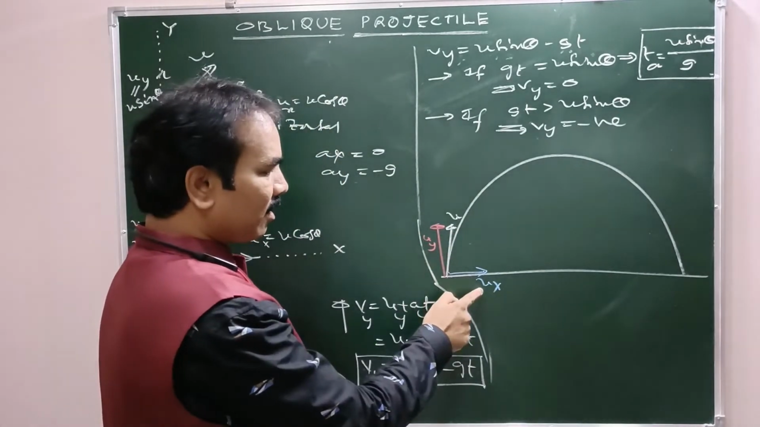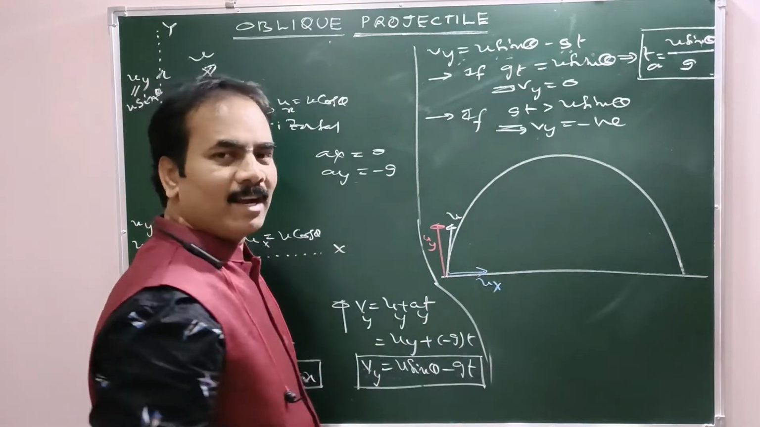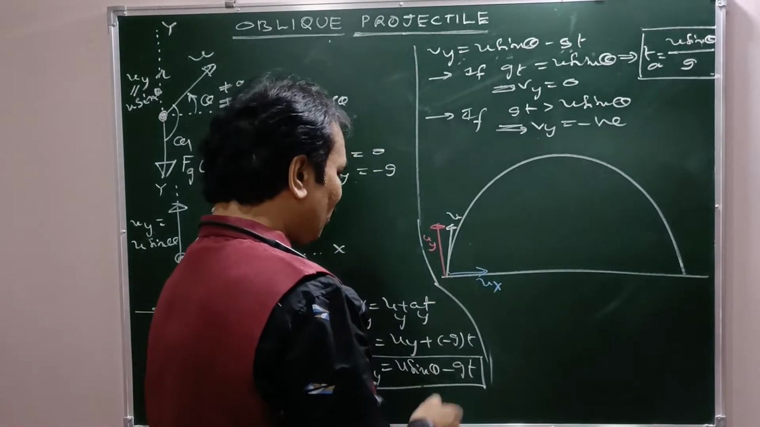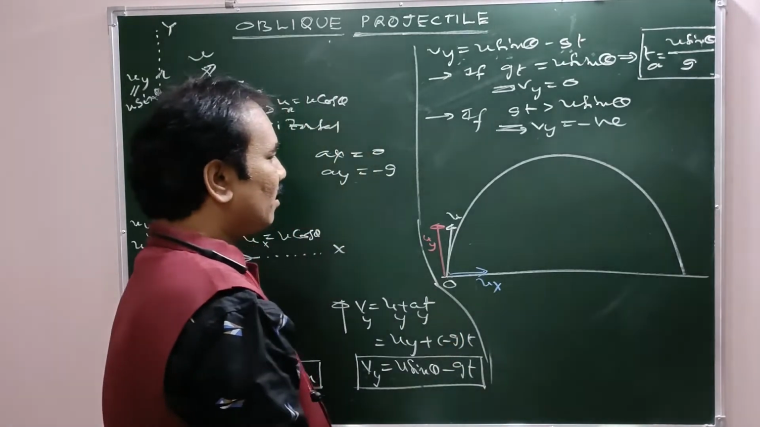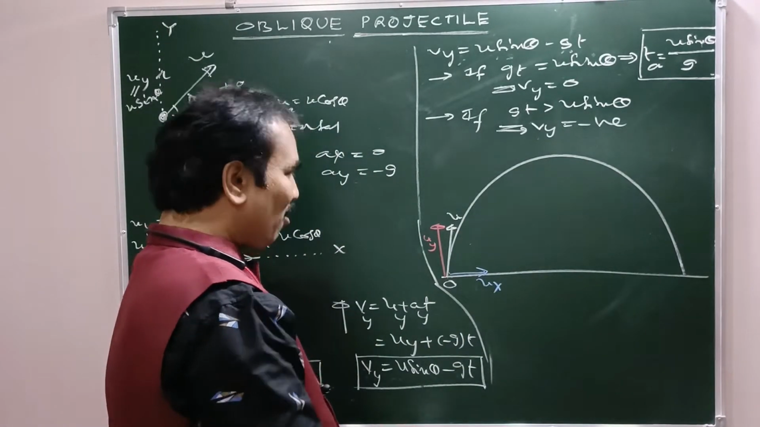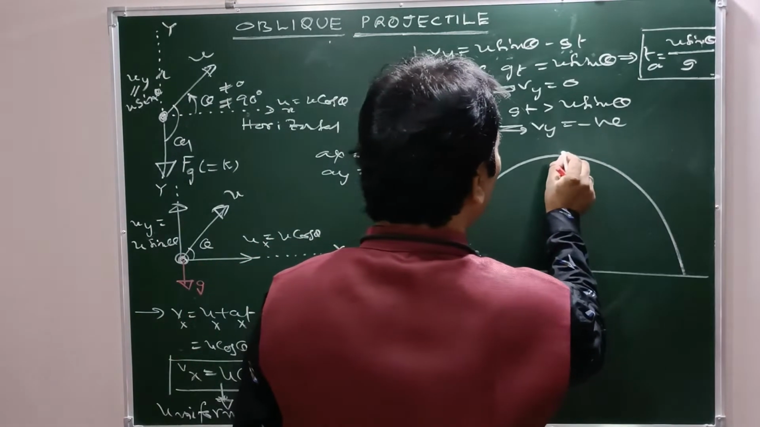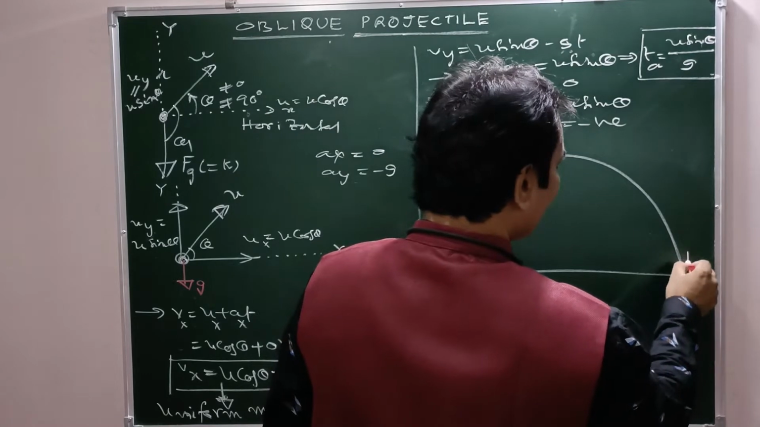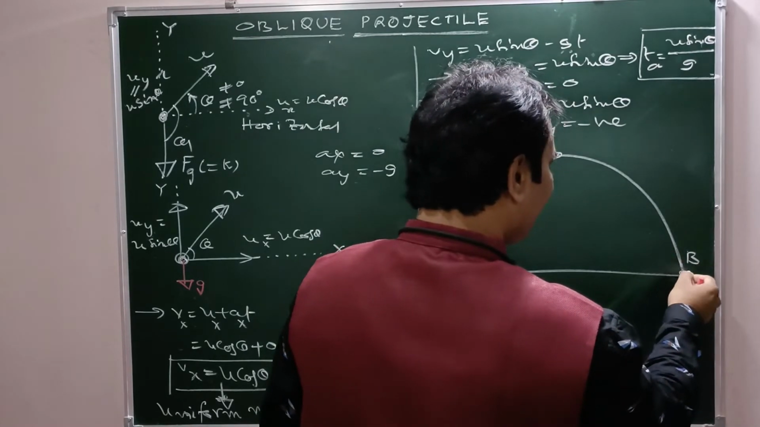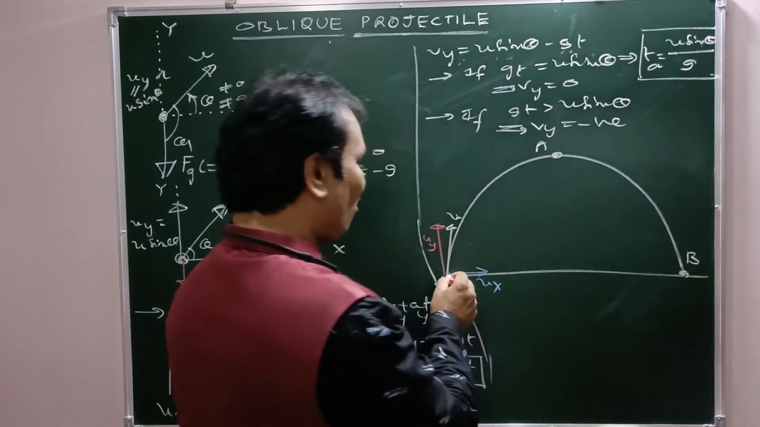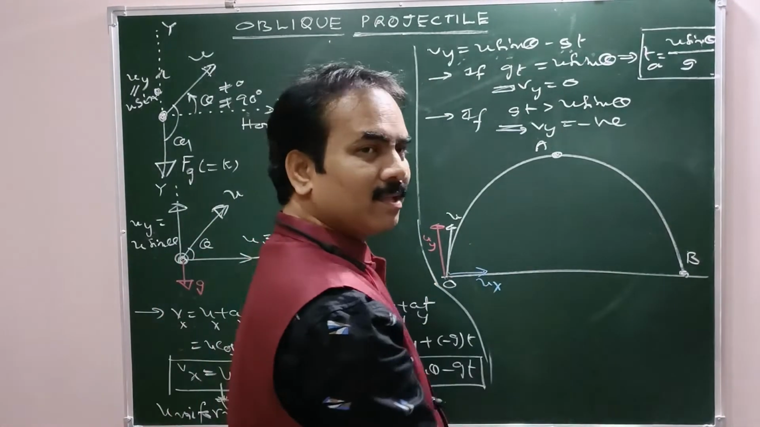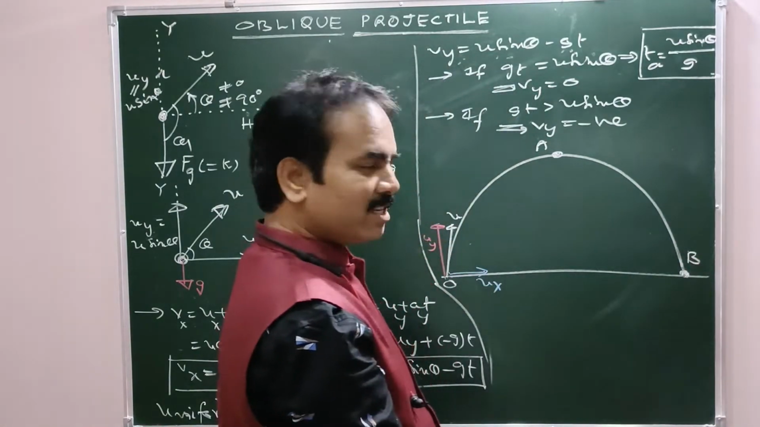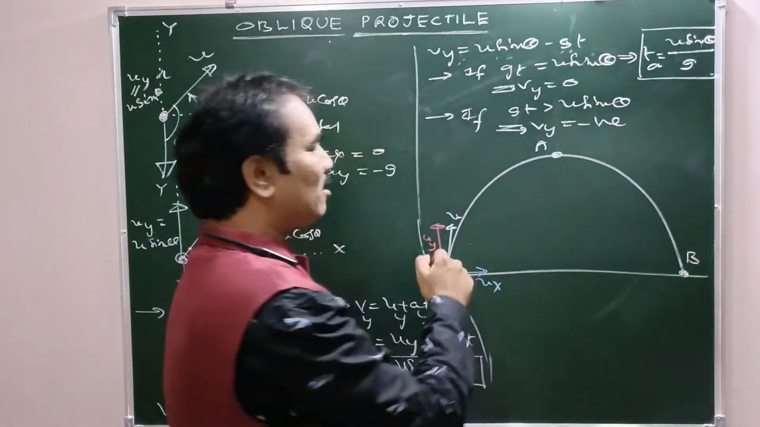Uy in red and Ux in blue, right? Now this is the point of projection, O. This highest point, let it be A. And this is the point which lies on the same level as that of the point of projection. See, O and B are at the same level. B is the point which is at the same level as that of the point of projection.